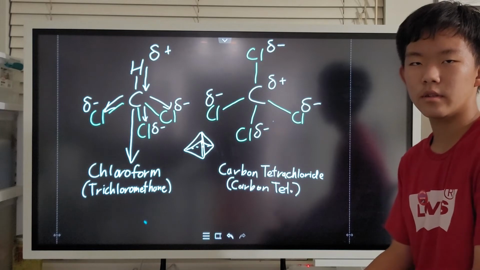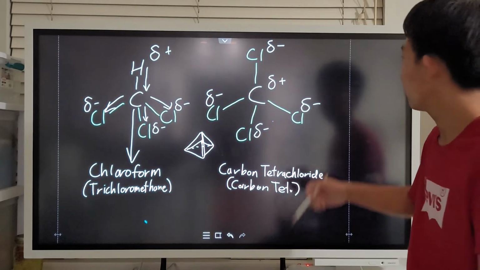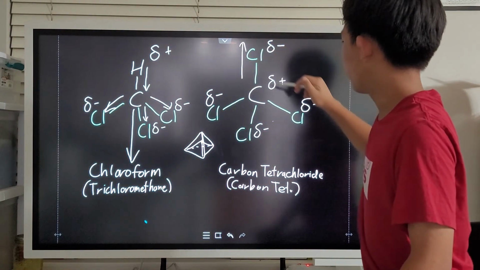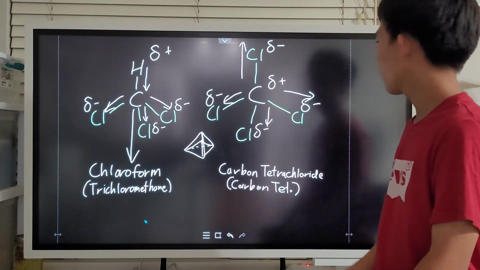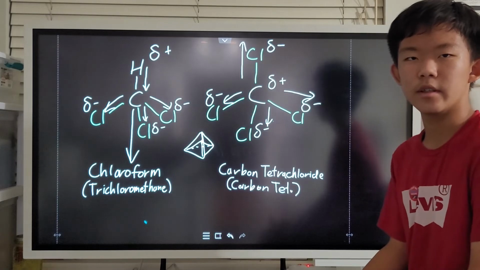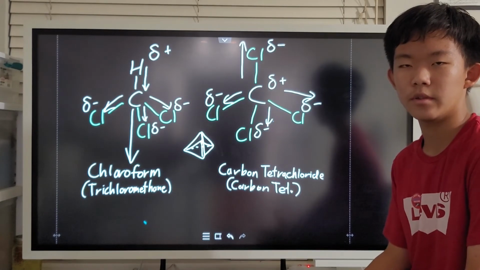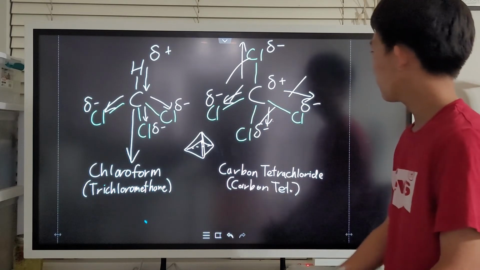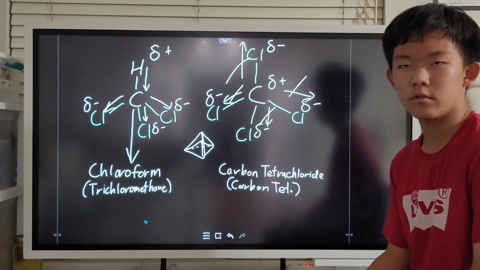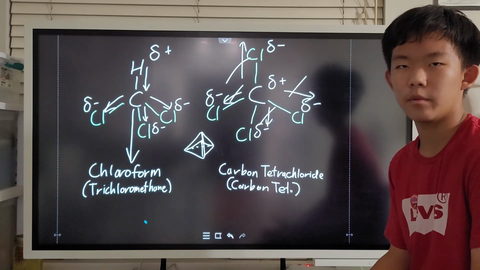But because the dipole moment is a vector, there will be one upward dipole here, and sideways dipoles here, here, and here. But because all of them are facing in different directions, all away from each other, they're actually going to cancel each other out, like that and that. And carbon tetrachloride has really no dipole at all.